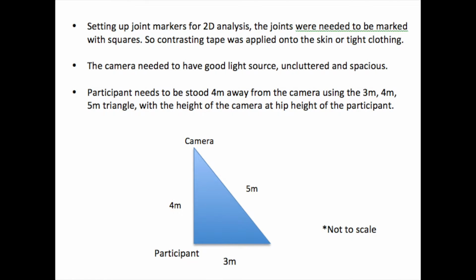For preparing our participant, joints needed to be marked out with tape. A variable that needed to be considered was that the tape applied can be easily identifiable. The 3-4-5 triangle helps researchers to know where to position the camera, which is at a 90-degree angle to the subject. The camera also needs to be at hip height.